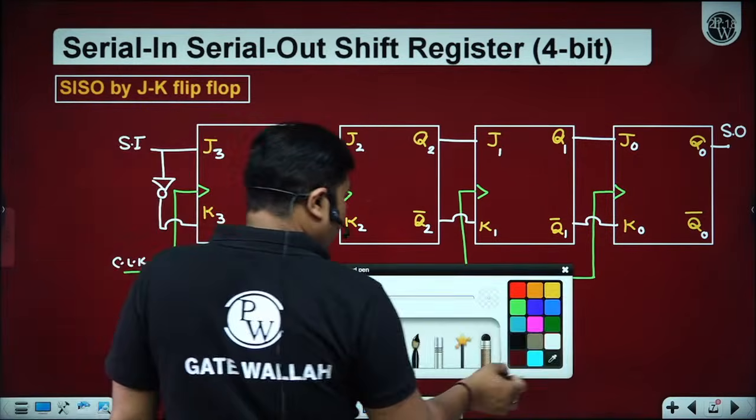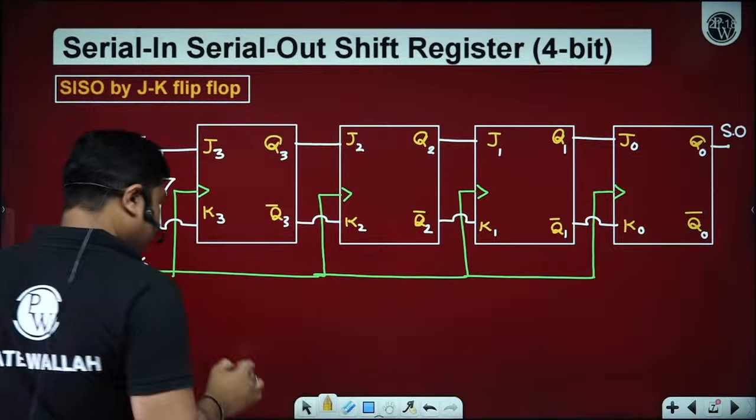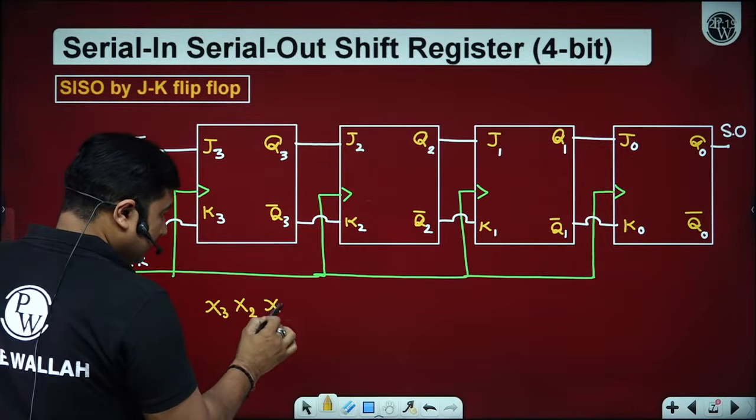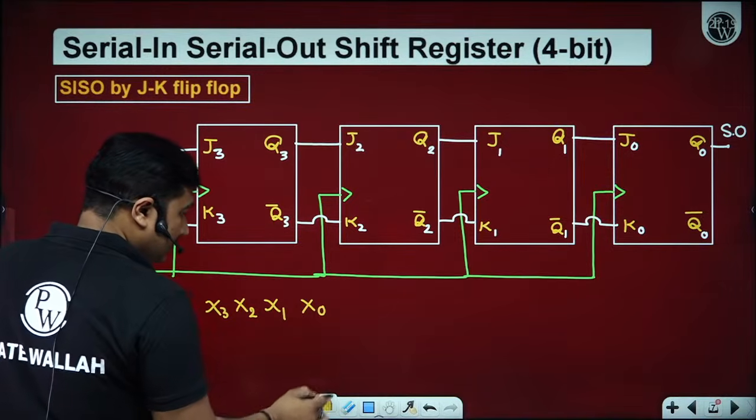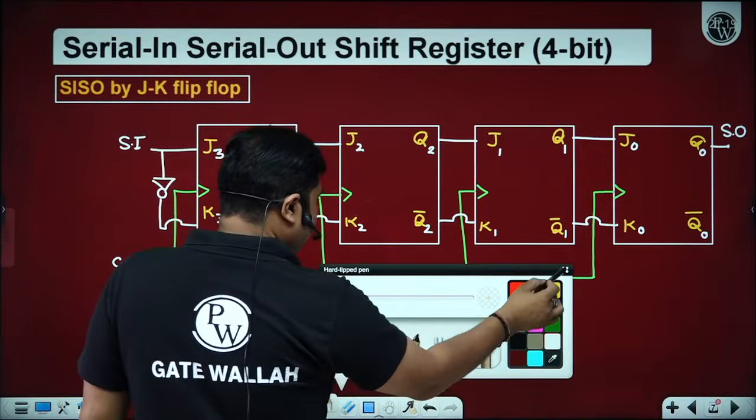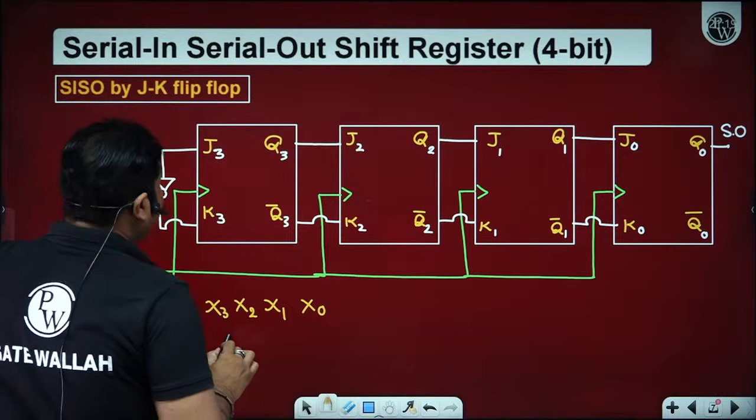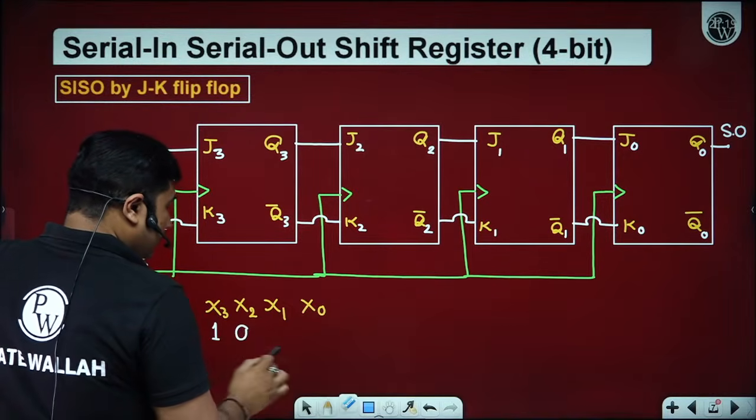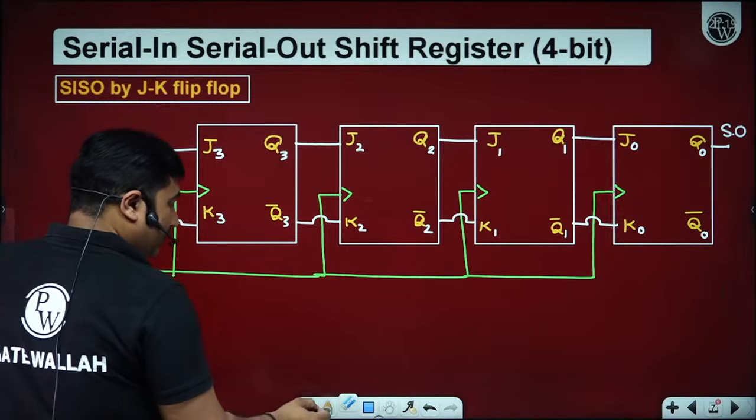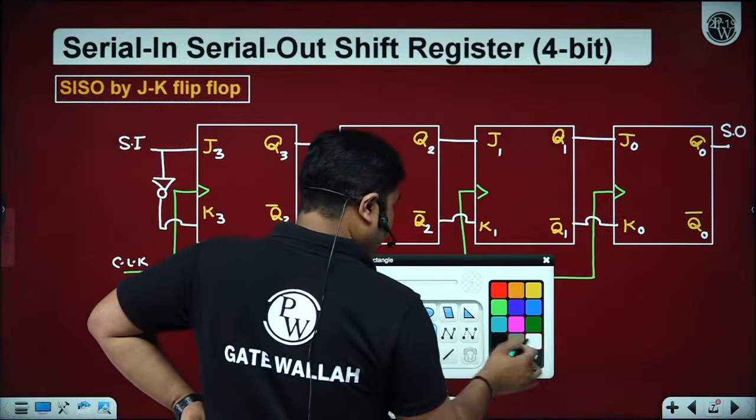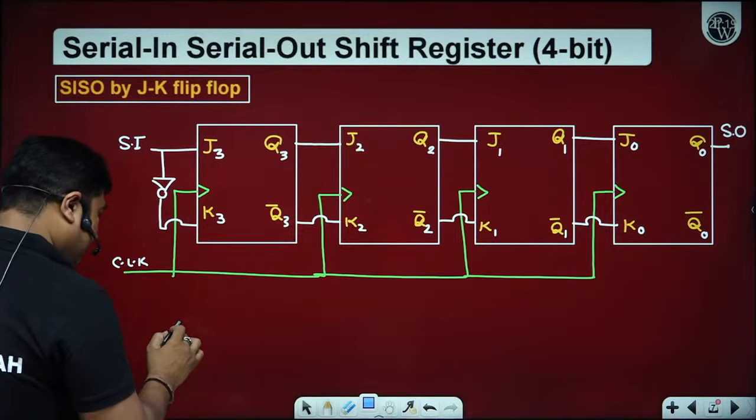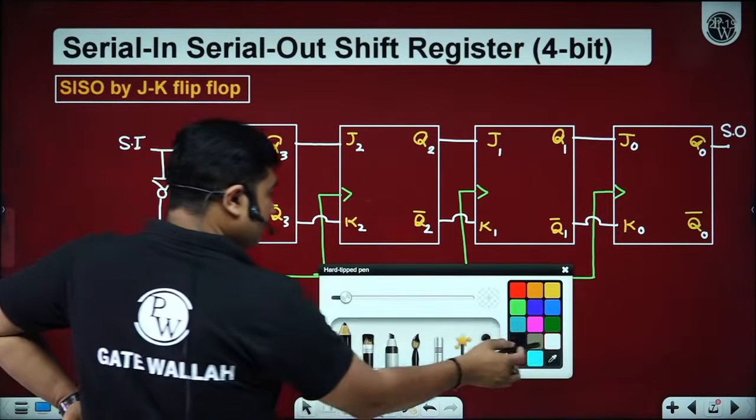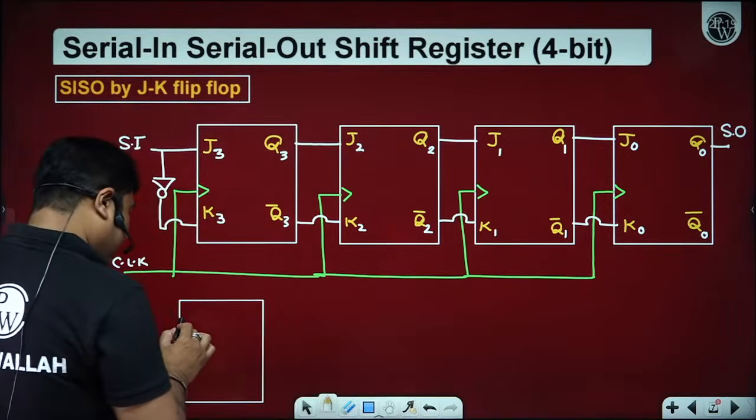Suppose we have data x3, x2, x1, x0. Let me draw one more figure and then I will explain. Can you please tell me about the D flip-flop? All of you are able to see.